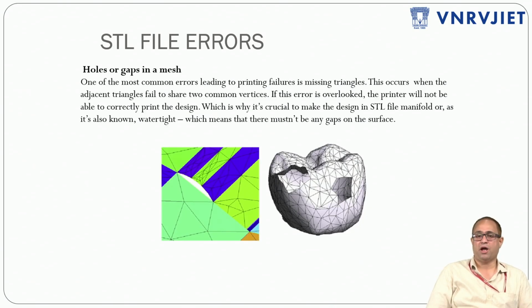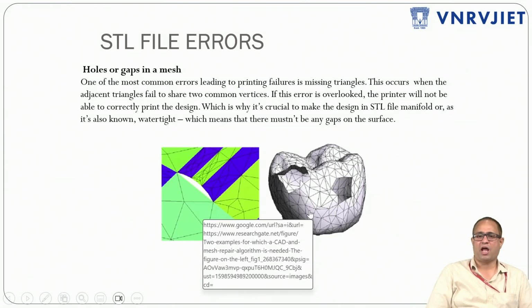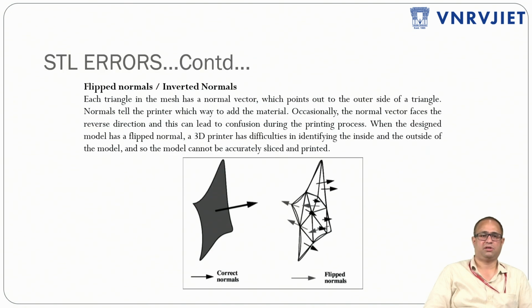So we have to ensure that the holes or gaps are completely closed, and that the mesh is completely closed and properly oriented. This is the first and foremost common issue that we are going to find in complex geometrical structures. And the second issue is flipped normals.